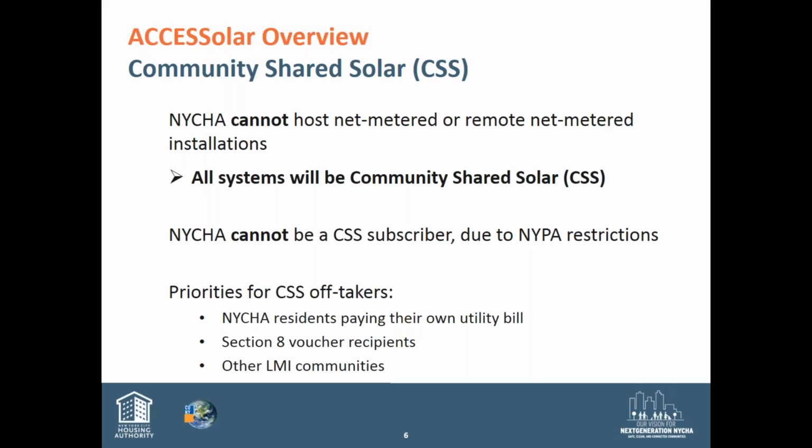While most of NYCHA developments are master metered, approximately 6% of NYCHA households, over 10,000 units, pay their own electric bills and could benefit from purchasing low-cost solar power. NYCHA also wants developers to prioritize other low and moderate income households, such as Section 8 voucher recipients and people who benefit from utility assistance programs.